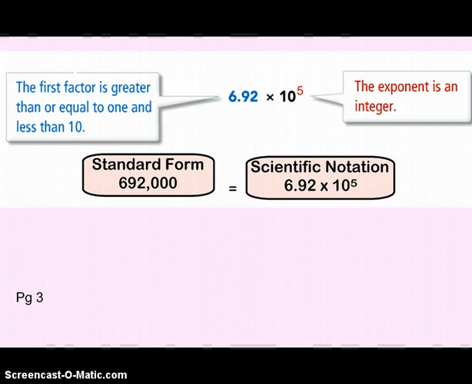To write this in standard form, you are basically being asked what was the number before you put it into scientific notation. The exponent of 5 tells us how many places the decimal was moved, and the decimal right now is between the 6 and the 92. To put it back before it was in scientific notation, we move it back to the right 5 decimal places. The number prior to scientific notation, we called standard form, is 692,000.